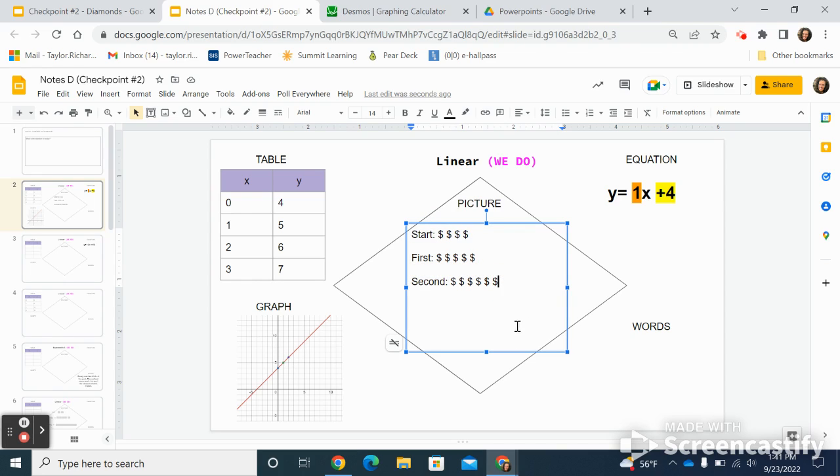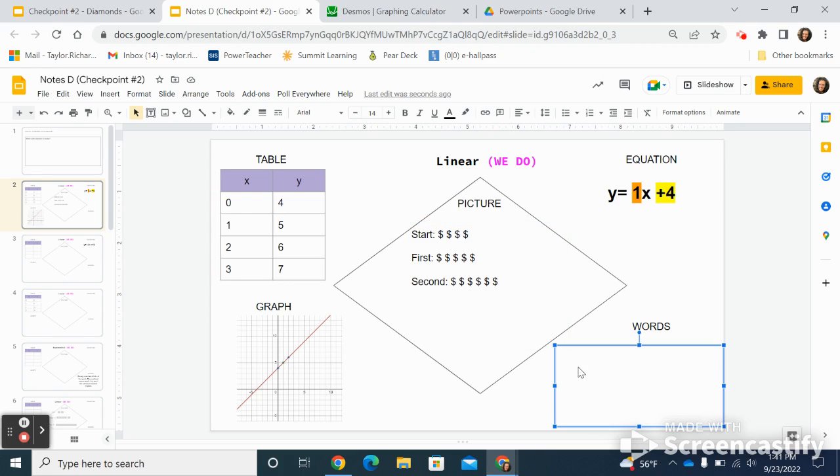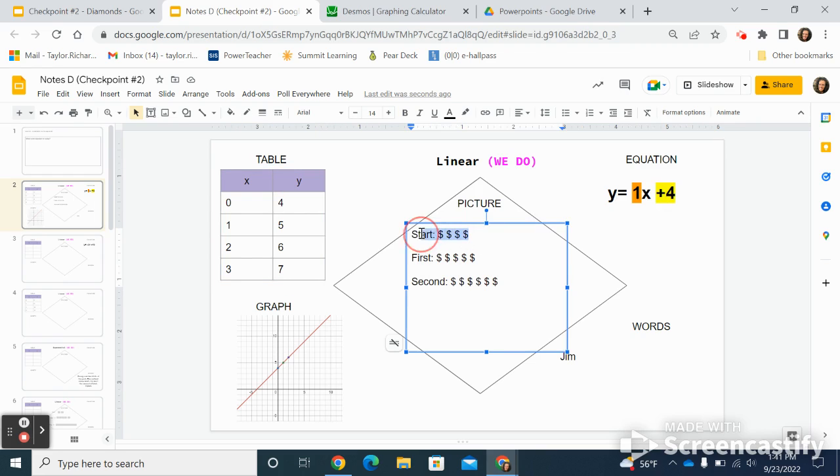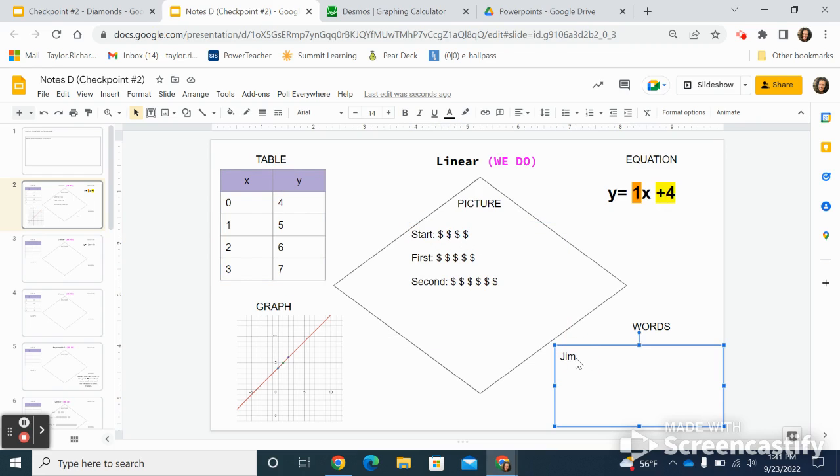All right, we are almost done. The last thing we have is words. So always start your word problems with a name. So I'm going to use the name Jim. Okay, and ask yourself, what is my starting value again? Well, it's 4, right? 4 in my equation, 4 in my table, 4 money symbols. So you need to make up a situation saying Jim has 4 of something.